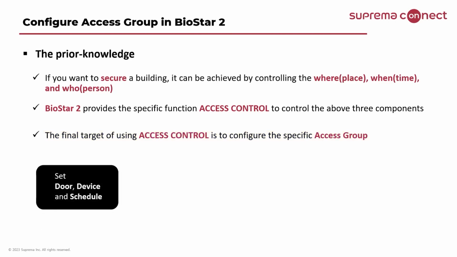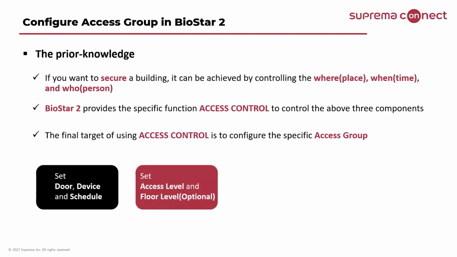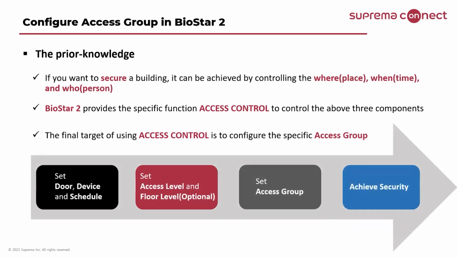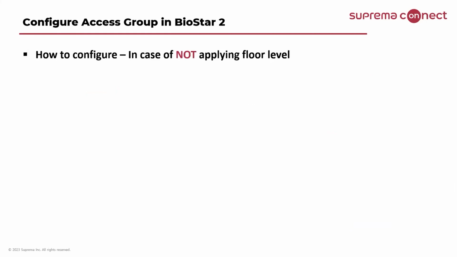First, set door, device, and schedule. Second, set access level and floor level. And lastly, set access group. Then you can achieve security in your building via a set access group in BioStar 2. I will introduce the procedure to configure an access group, but it will be explained when not applying floor level.